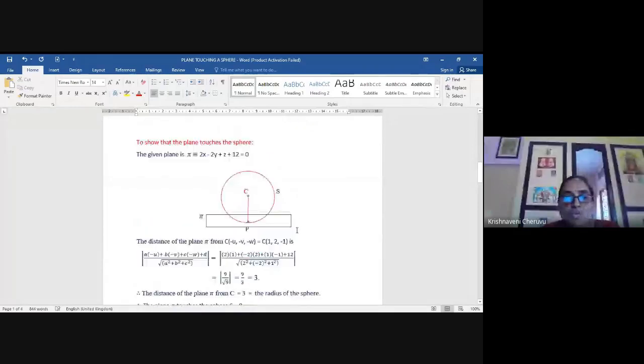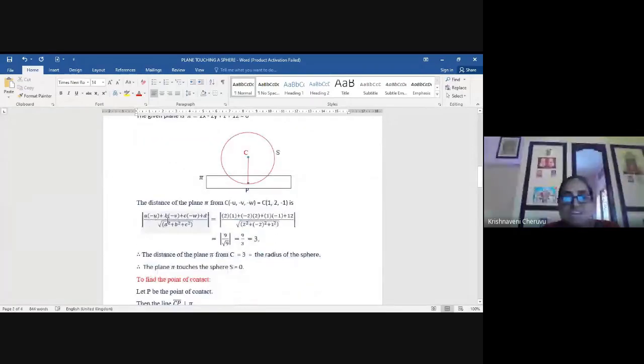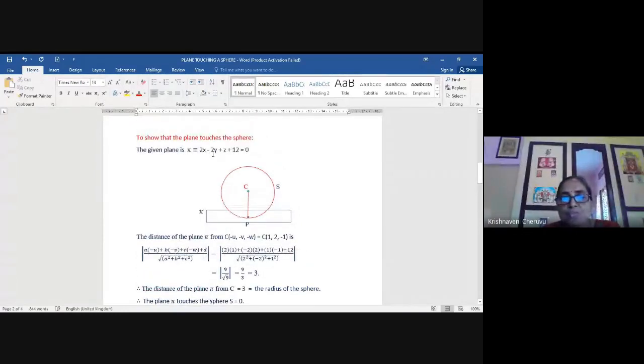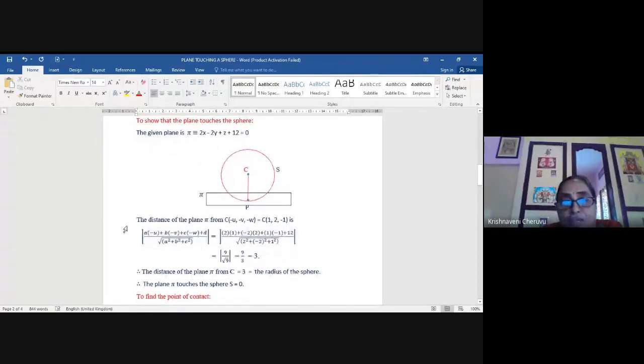So here ax1 plus by1 plus cz1 plus d by this. So x1 here is 1, y1 here is 2, z1 here is minus 1, and a here is 2, b here is minus 2, c here is 1, and of course d here is 12. So I'm finding out now the distance of the plane from a point, and that point is the center of the sphere. So distance of a plane from a point is this formula. Substitute and get the value 3.